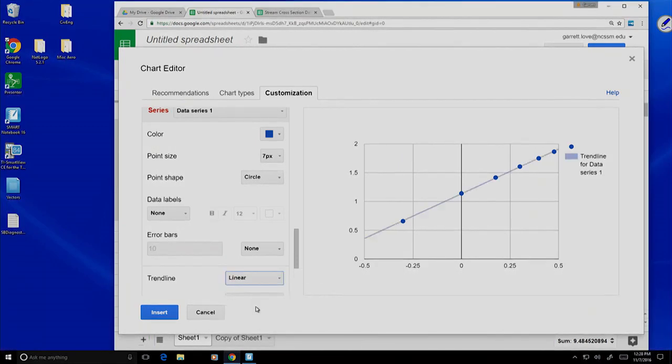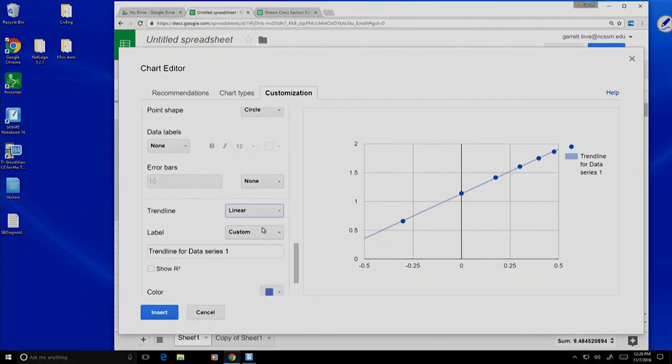I'm going to assume there's a linear relationship, and you see we get a very nice line there that seems to go through all the data points. And I'm going to use the equation as the label for my data there. And I can go ahead and insert that chart.